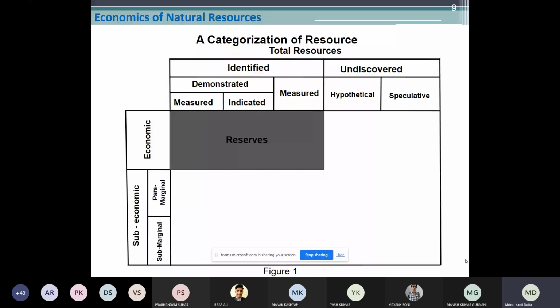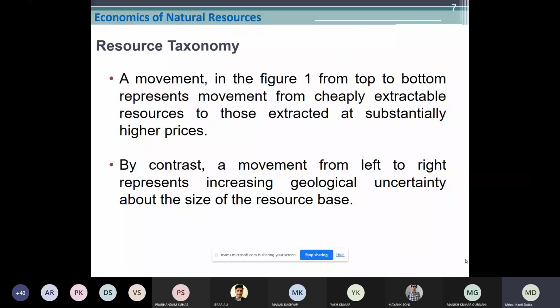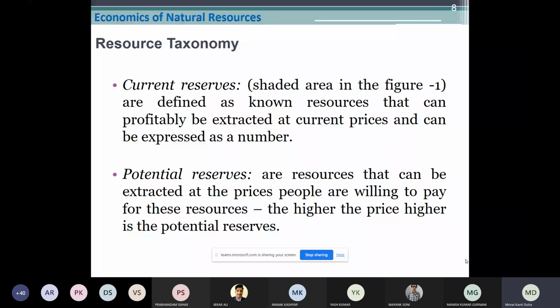In essence, we have the current reserves. Current reserves, as shown in the diagram, are the shaded area in the figure, which are defined as known resources. These are known, identified. People know that these are the amounts. For example, forest resources. Or maybe we can talk about how much coal reserve is there in a particular colliery or in a particular location. How much petroleum reserve is there? That reserve which can be meaningfully exploited at a given price, at the current price, represents the current reserves. So the forest, the fishery, coal, petroleum product, whatever that may be. If we know the exact amount, or the amount which can be extracted at the current prices, these are known as current reserves, and these current reserves can be expressed in terms of certain numbers.